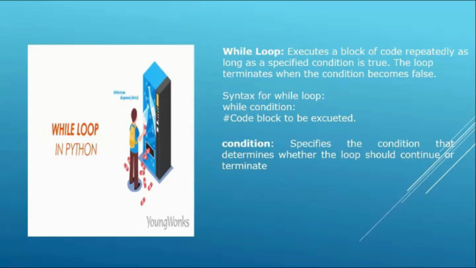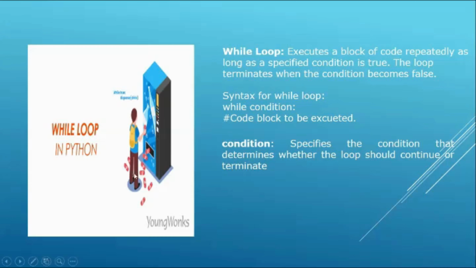For example, take the code: while age is greater than or equal to 18. The condition is that you are eligible for voting. If the user enters the value 18, it satisfies the condition, so he is eligible for voting. If the user input is 17, then the condition is false, so automatically our while loop will terminate and come out of the loop.